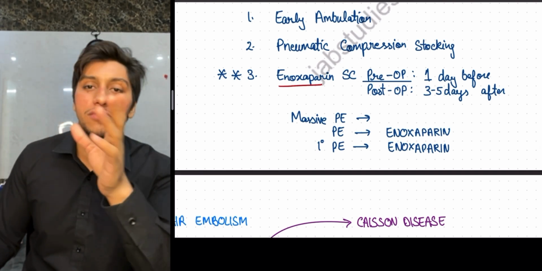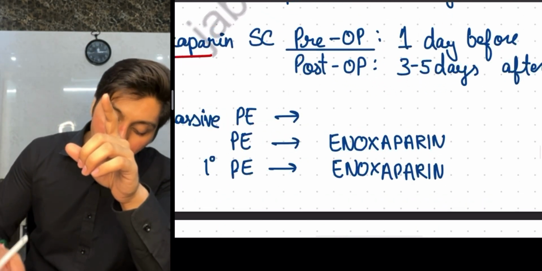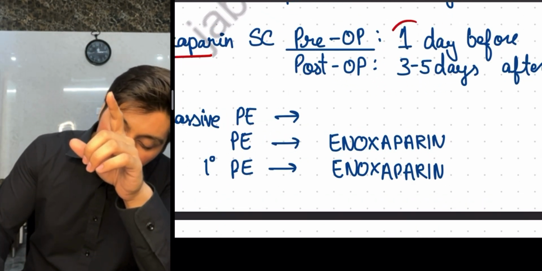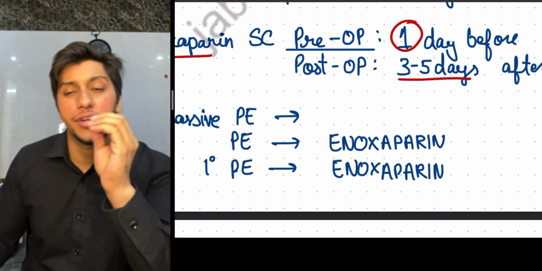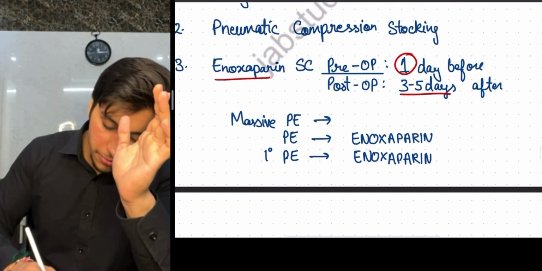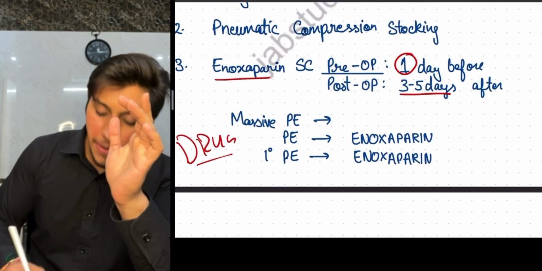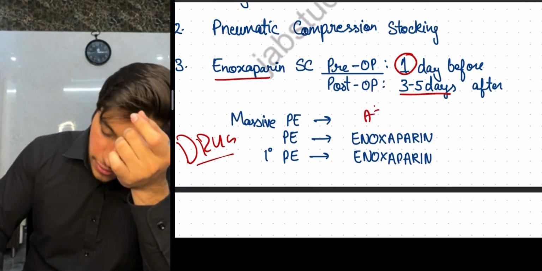Even if it is massive or submassive, for any operation, what they recommend is that you give enoxaparin subcutaneous pre-op day 1, just 1 day before the operation, and 3 to 5 days after the operation, we try to continue the enoxaparin. Okay, so lastly, if you talk about the drugs, in submassive pulmonary embolism, we are going to give thrombolysis. The drug which you use is alteplase.